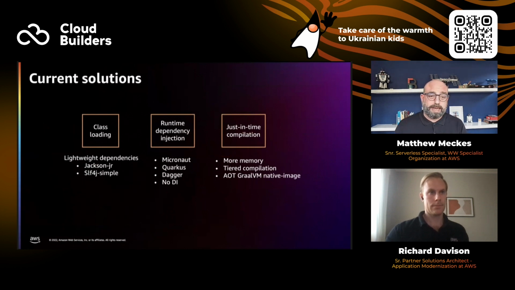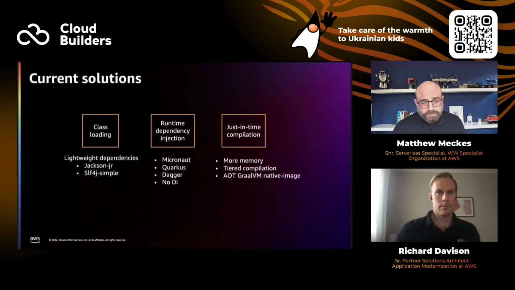So when we're looking at solving class loading, we can move from some of our heavier dependencies to some lightweight dependencies. So if we're doing JSON serialization, we might move from the full Jackson library to Jackson Junior. We could try and avoid doing runtime dependency injection. So we could use one of the frameworks like Micronaut or Quarkus that tend to do the dependency injection at build time rather than at runtime, or you might just go to something with no dependency injection at all.